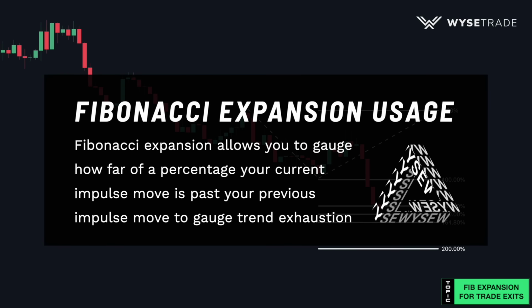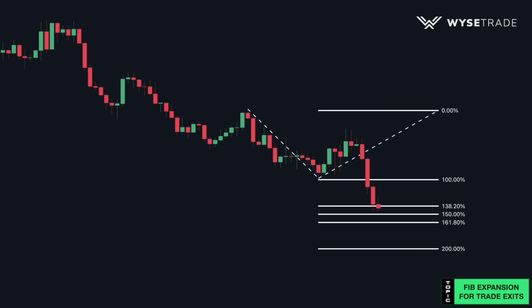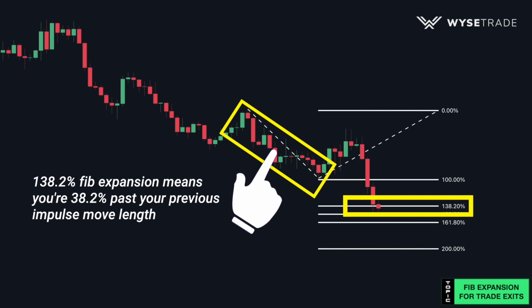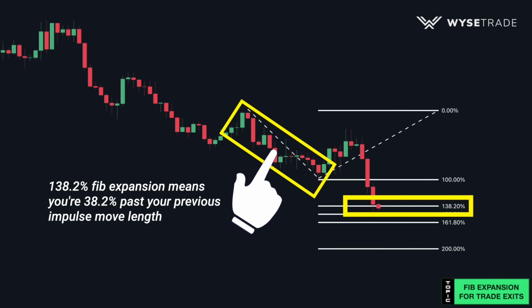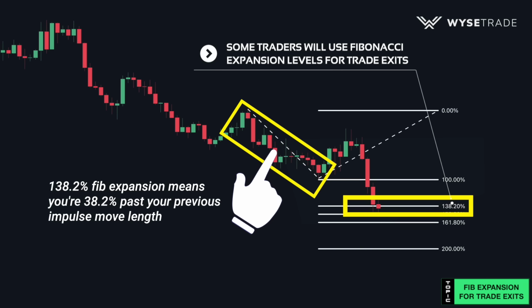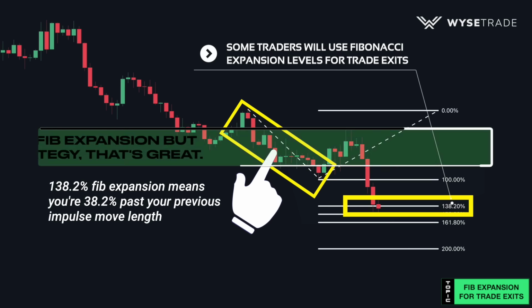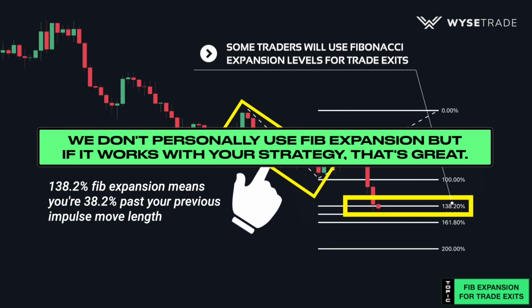Fibonacci expansion allows you to gauge how far of a percentage your current impulse move is past your previous impulse move to gauge trend exhaustion. So for example, the 138.2% fib level means you're 38.2% past the previous impulse move length. Some traders will again use Fibonacci expansion for exit points. Now, we don't personally use Fibonacci expansion, but the choice is always up to you. If Fibonacci expansion works best as part of your overall strategy, that's perfectly fine.